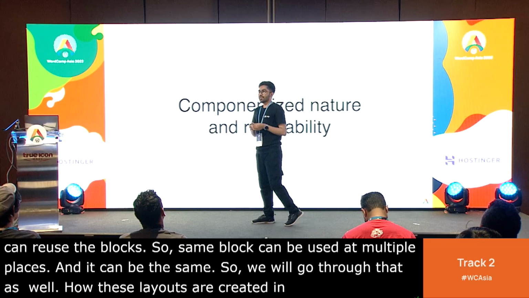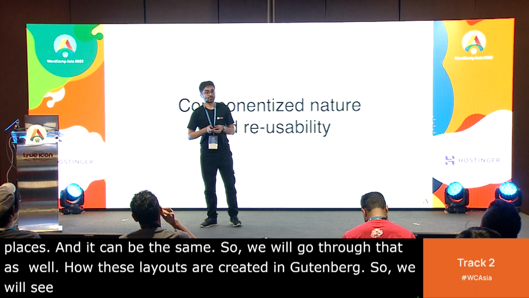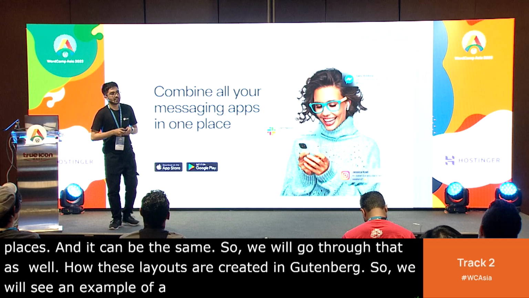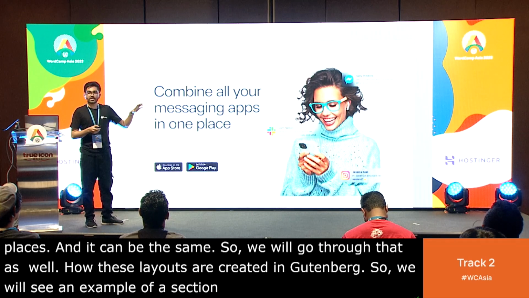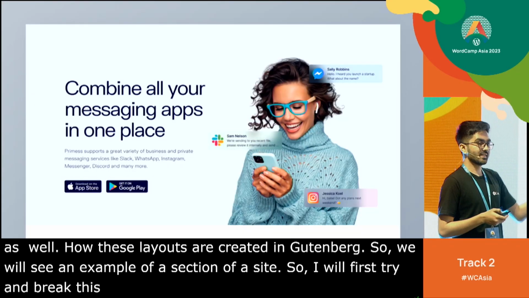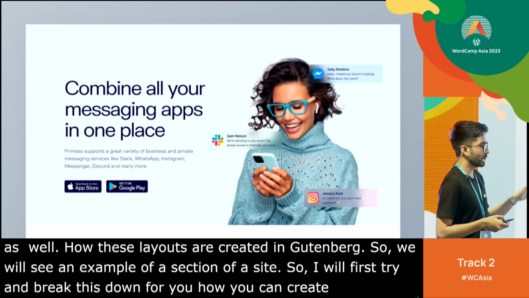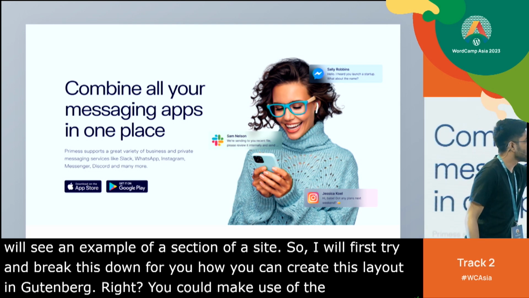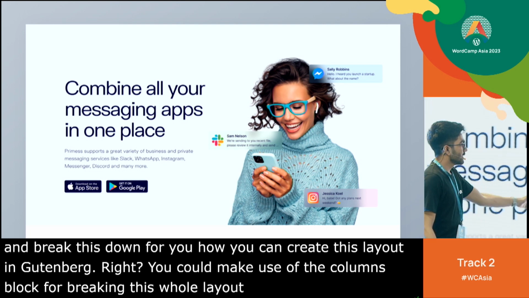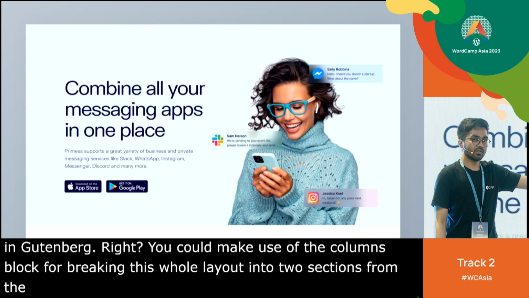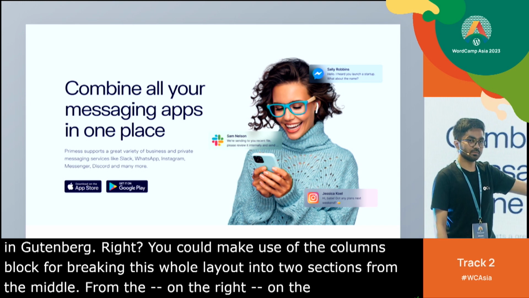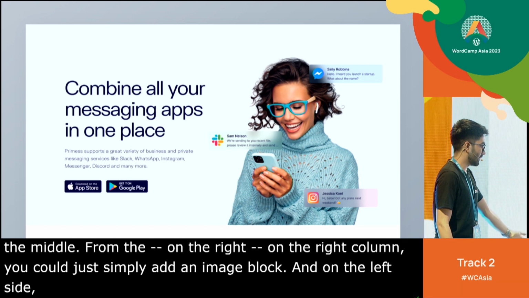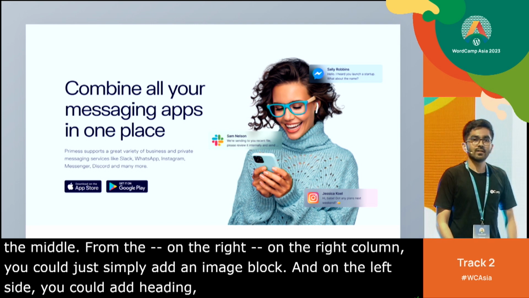So we will see an example of a hero section of a site. I will first try and break this down for you, how you can create this layout in Gutenberg, right? You could make use of the columns block for breaking this whole layout into two sections from the middle. On the right column, you could simply add an image block. And on the left side, you could add a heading, a paragraph, and two hyperlinked images, right?